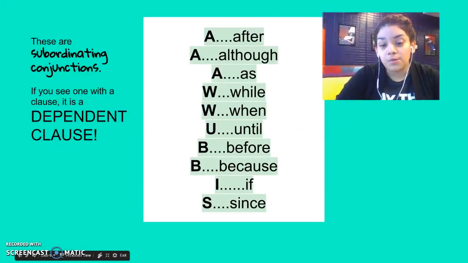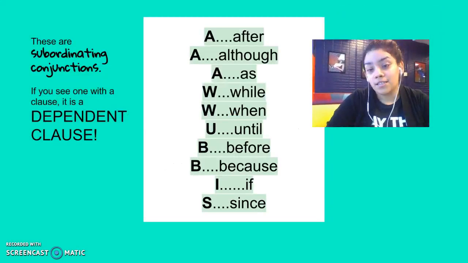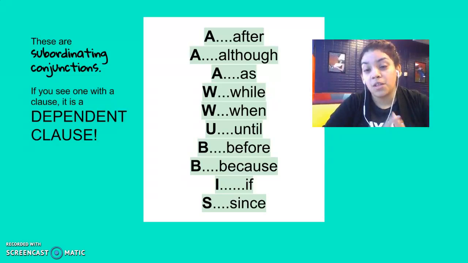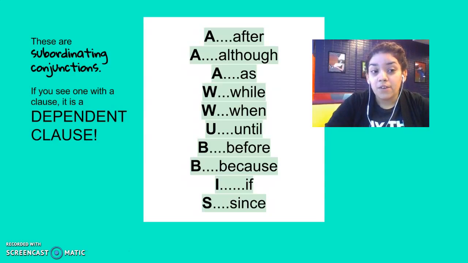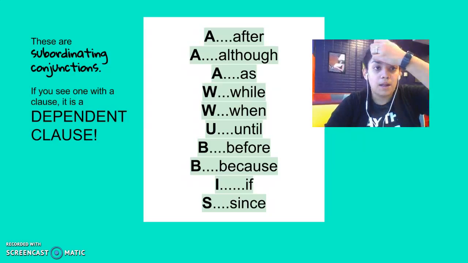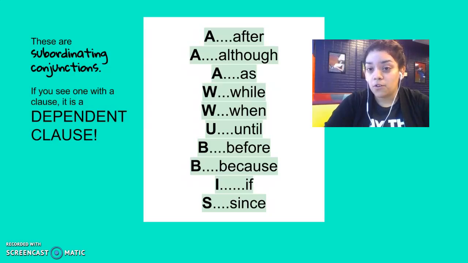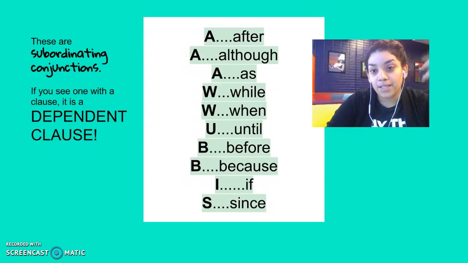The last, oh, these are AAWWUBBIS. Okay, so AAWWUBBIS is an acronym for subordinating conjunctions. Some people use a white bus. It's a little more in depth. AAWWUBBIS is just some of the common subordinating conjunctions. So if you see one of these words, after, although, as, while, when, until, before, because, if, and since, in front of a clause, or next to a clause, it's going to be dependent. And so that's just a good, helpful hint. I will probably do a separate video on AAWWUBBIS or a white bus because I need to learn it too.